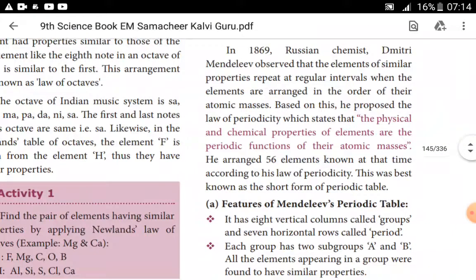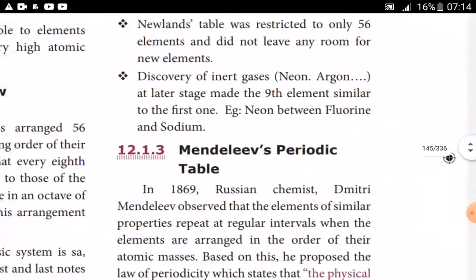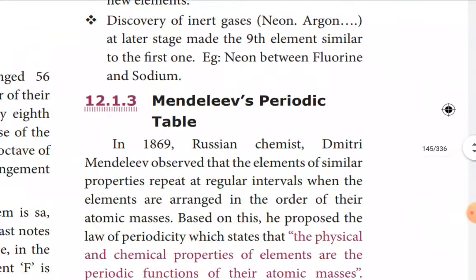Now we are going to study the important classification, that is Mendeleev's periodic table, Mendeleev's periodic classification. So in 1869, you can open your book, take page number 139, and you should know how to read. Reading practice is important. If you don't know how to read correctly, you cannot learn and prepare for the examination.